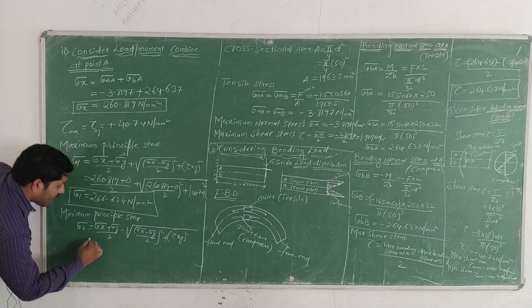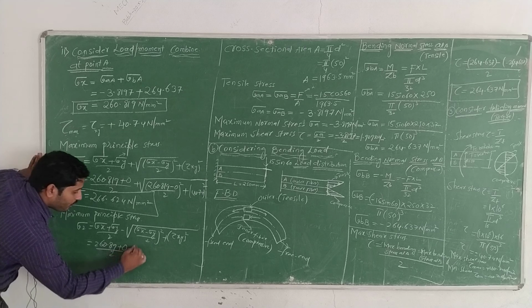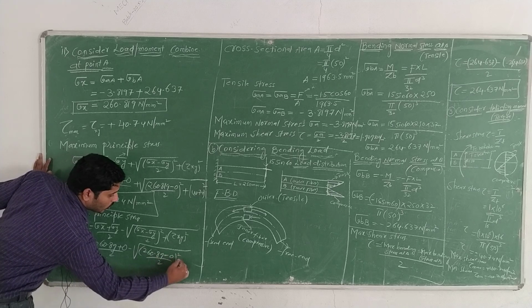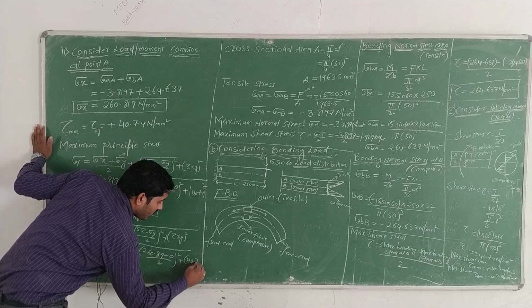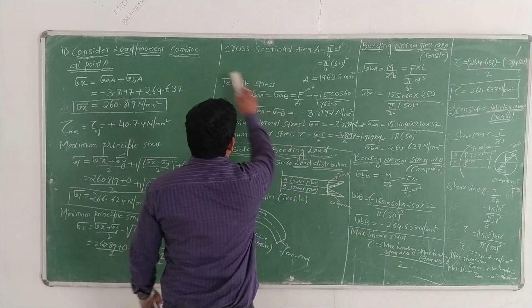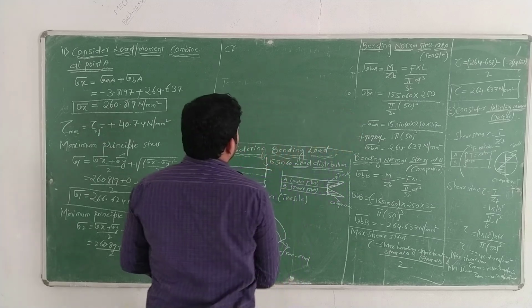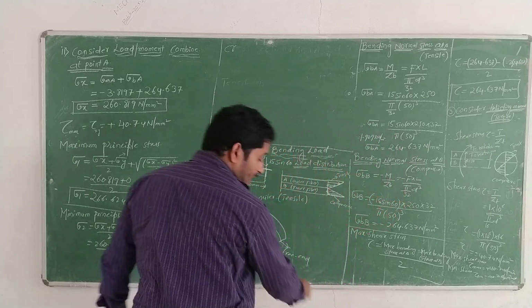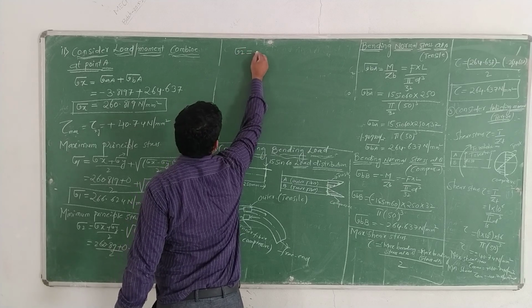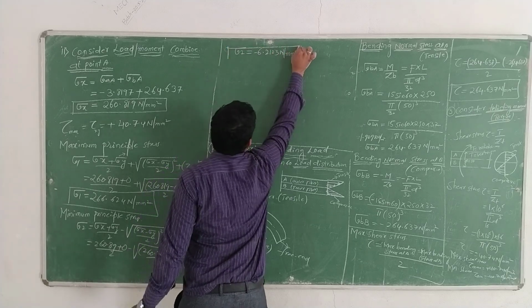Then sigma x value we know very well, 260.819. Sigma y value is 0. So (260.819 plus 0) by 2 minus under root of ((260.819 minus 0) by 2) whole square plus 40.74 whole square. Then if you calculate this value, you will get the answer. I am getting sigma 2 as minus 6.2123 Newton per mm square. That is the value of sigma 2.